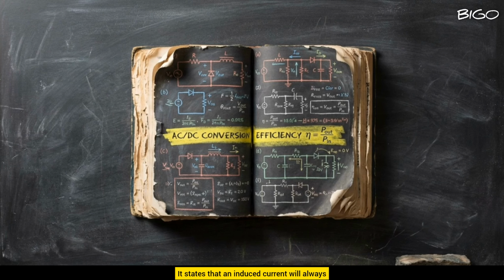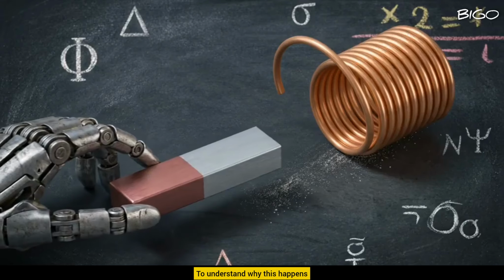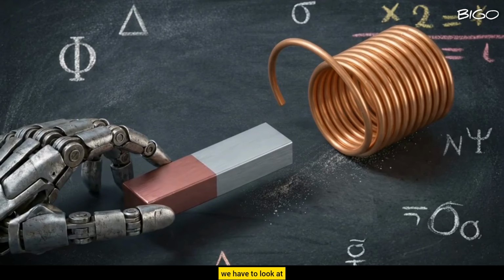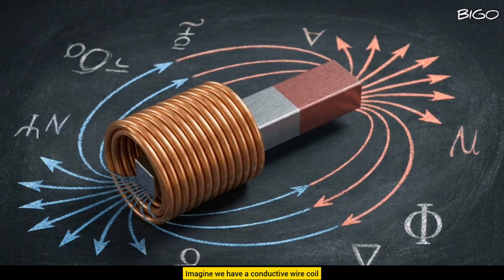It states that an induced current will always flow in a direction that creates a magnetic field opposing the change that created it. To understand why this happens, we have to look at how the system behaves when we try to force it out of equilibrium. Imagine we have a conductive wire coil, and we push the north pole of a bar magnet toward the opening.